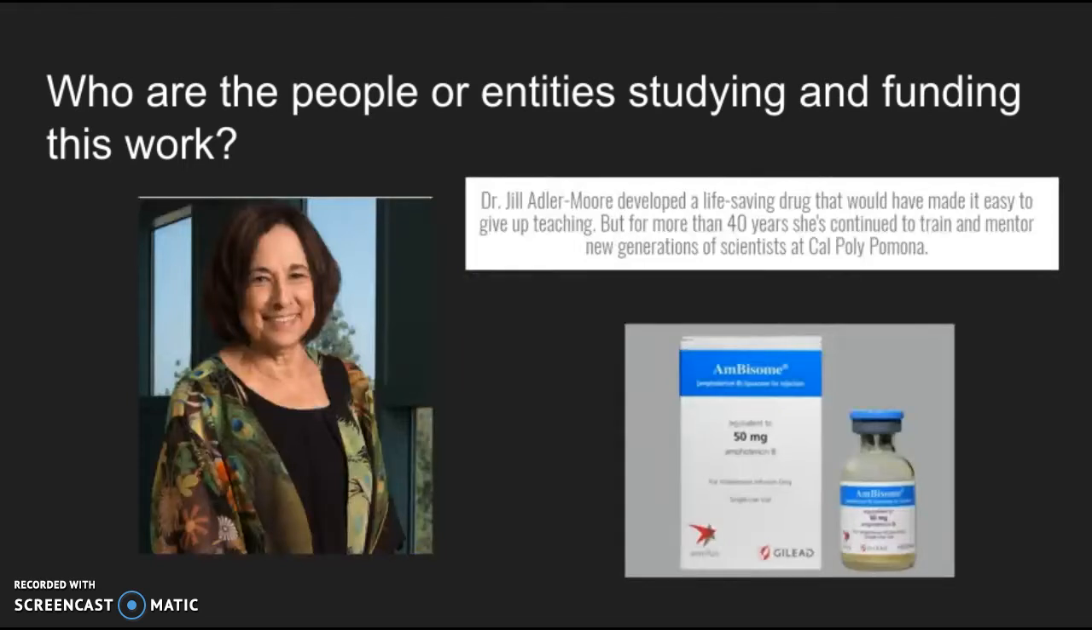Faculty at Cal Poly Pomona have also made breakthrough discoveries in research on fungal infections like candidiasis. Dr. Jill Adler-Moore made a breakthrough with the development of AmBisome, an antifungal drug used to treat infections like candidiasis in patients who do not respond to traditional antifungal drugs. This drug provided new tools for healthcare professionals to continue fighting the fast-growing spread of antibiotic resistance in fungal infections.